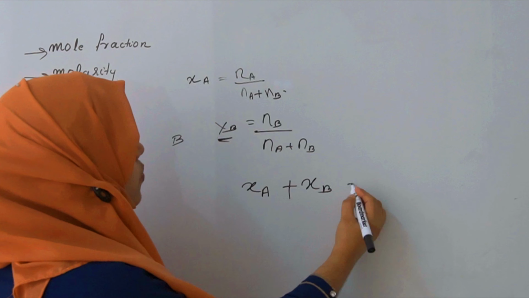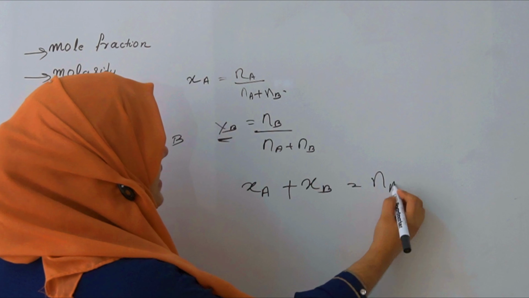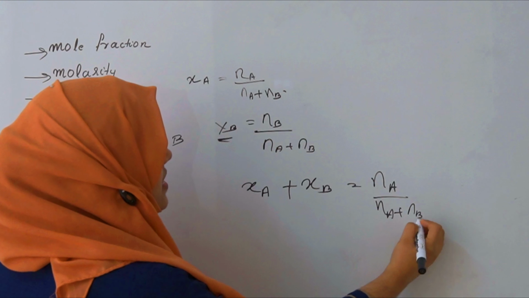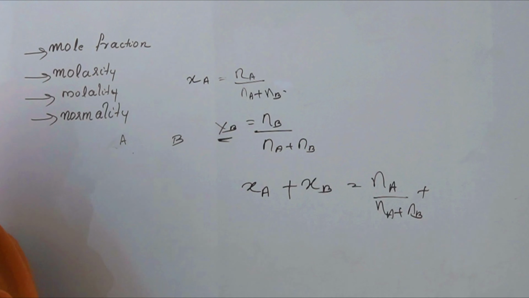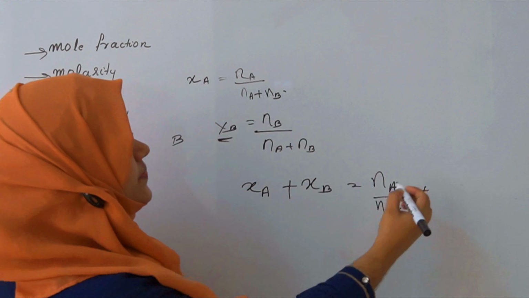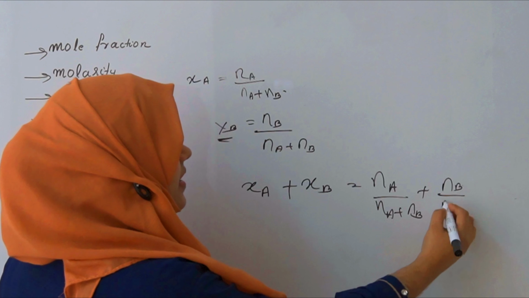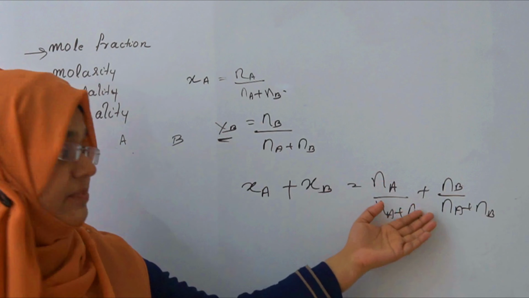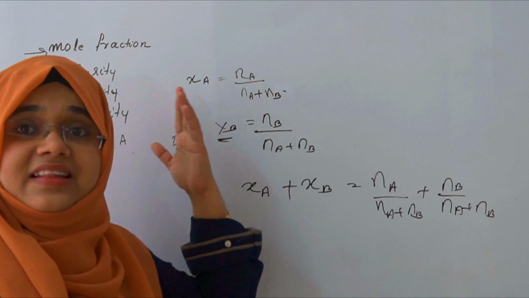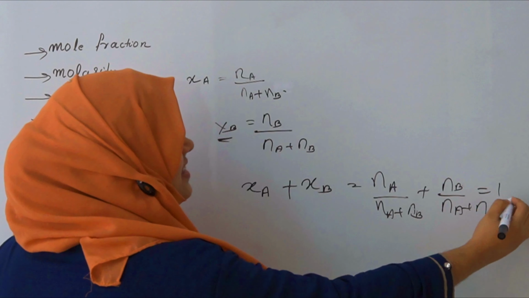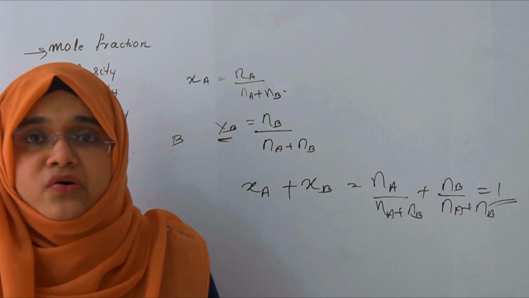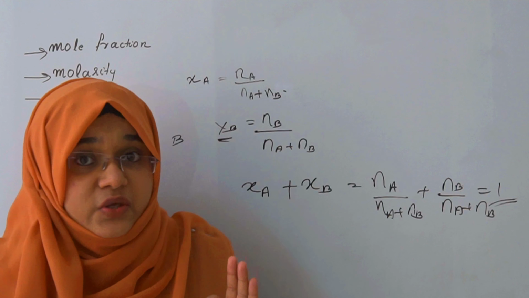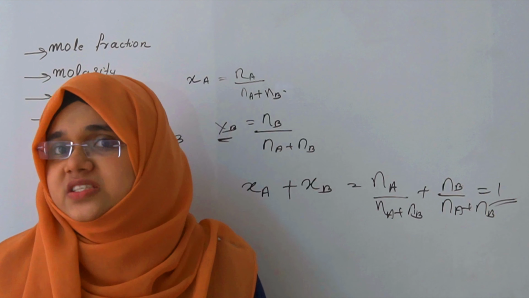What is XA? It is NA by NA plus NB. What is XB? It is NB divided by NA plus NB. Adding them, we get NA plus NB divided by NA plus NB. This is unity. So the sum of mole fractions of all the components in the solution is unity.